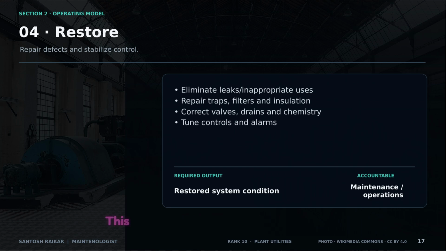Phase 4 is restore. This is the maintenance part, fixing leaks, repairing steam traps, and tuning controls. The goal here is to bring the system back to its as-designed condition before we try to optimize it.